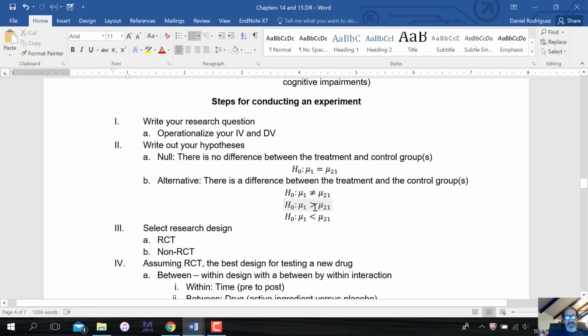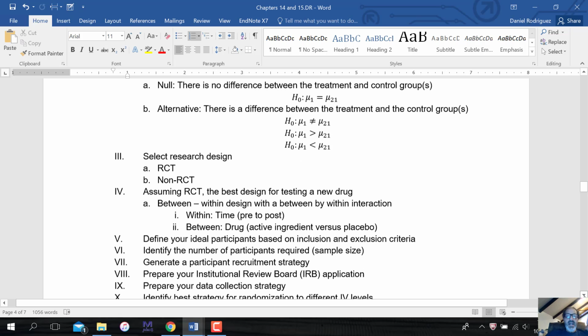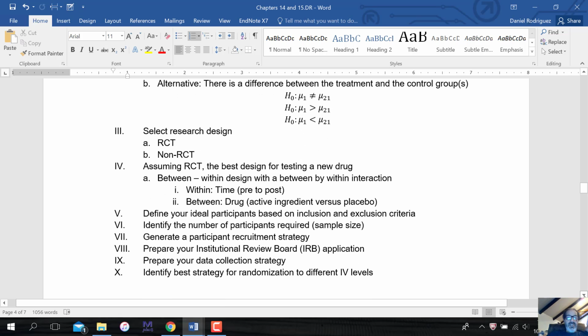In this case, we're saying there is a difference, and the mean of group 1 is going to be greater than the mean of group 2, or the mean of group 1 is less than the mean of group 2. We'll talk about this in stats more, but these are important distinctions to make in terms of your study's power. Power is the ability to reject a false null hypothesis. We'll talk about that later.